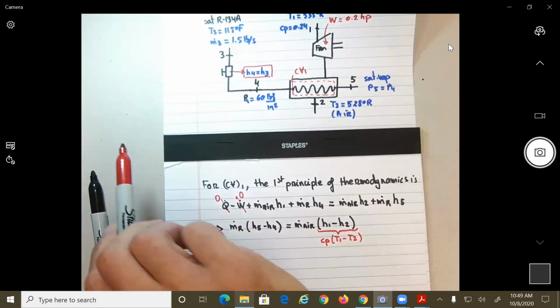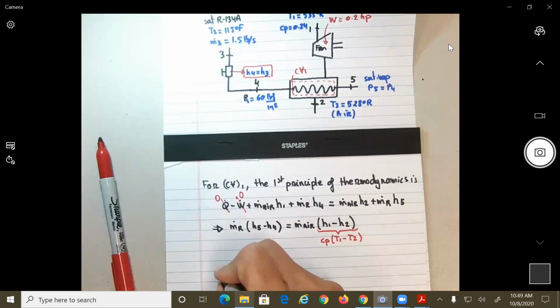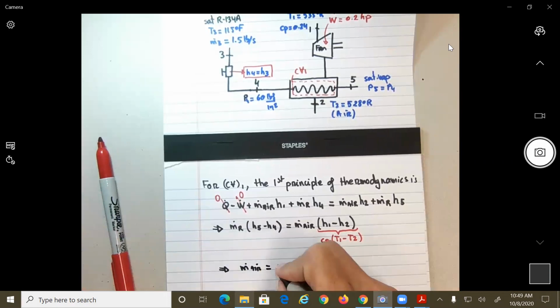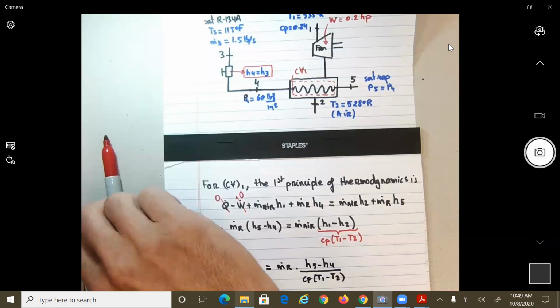Alright, so now from this equation we can say that the mass flow of the air should be equal to what? Mass flow of the refrigerant times H5 minus H4, divided by Cp times T1 minus T2.